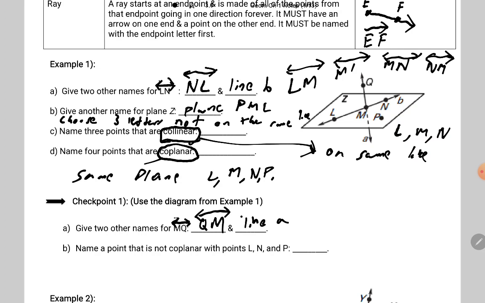Okay, part B, name a point that is not coplanar, so not on the same plane with L, N, and P. So L, N, and P are on the z-plane, but as you can see, Q is not. You could consider Q to be like above.